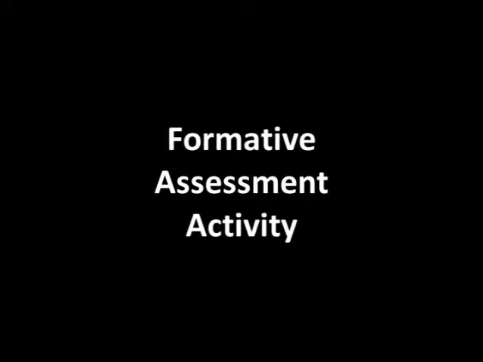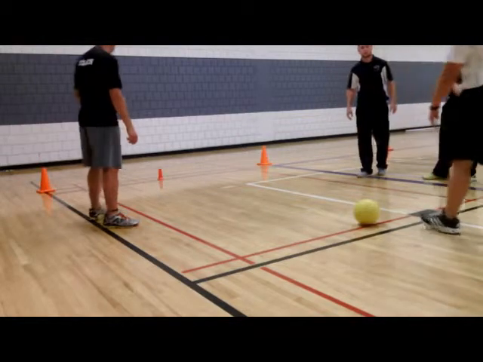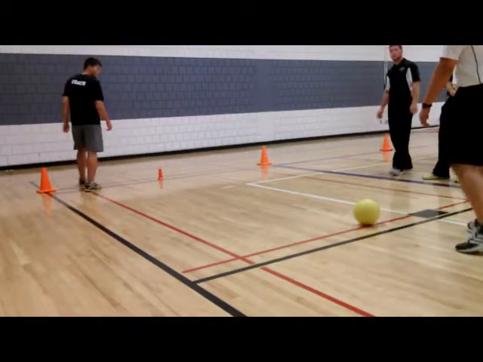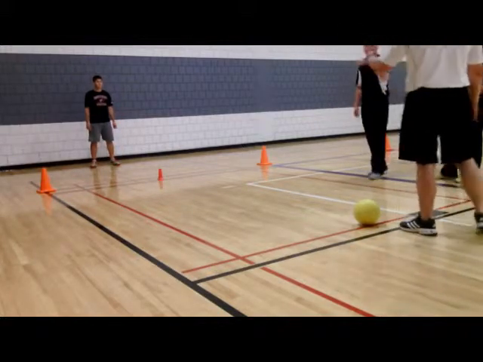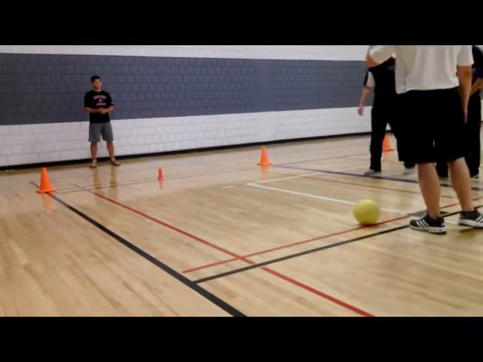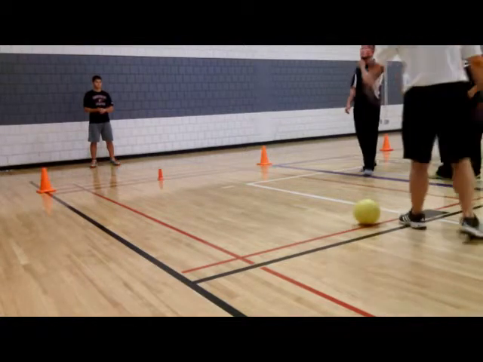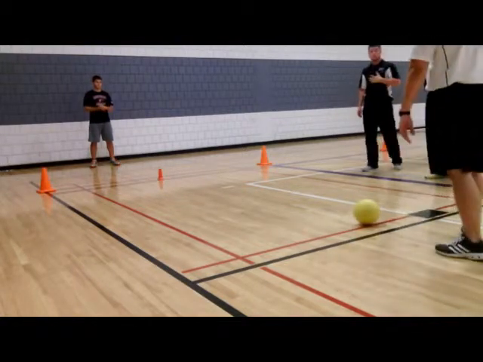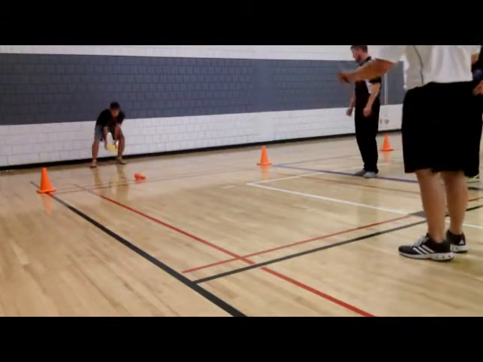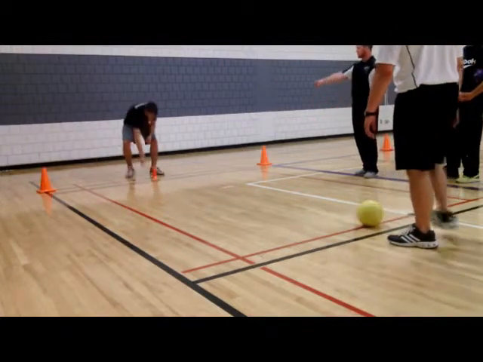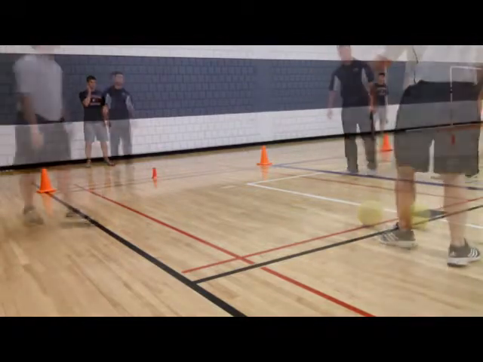Formative assessment activity. In this activity, you have 3 traffic cones, 2 large cones, and 1 small cone. The object of this activity is to kick the soccer ball, again with a running start, between the 2 big traffic cones. Your ultimate goal is to hit the small little traffic cone in the middle. You get 1 point for getting them in between the big cones, and 2 points for hitting the small cone. In 5 attempts, your goal is to get 6 points. This means you could get 4 in between the 2 big cones and hit the little cone once.